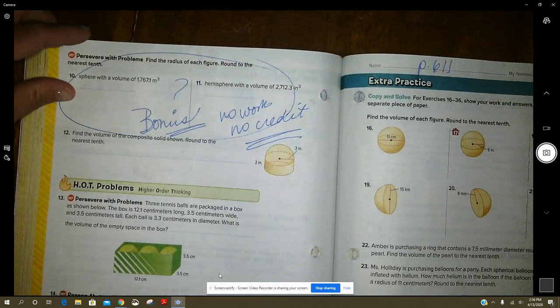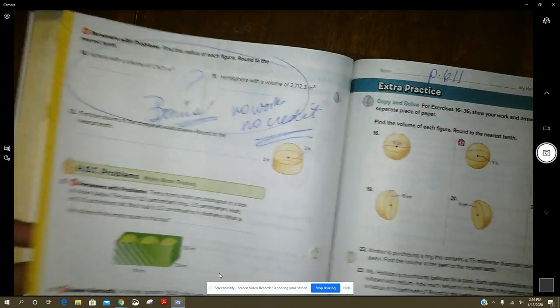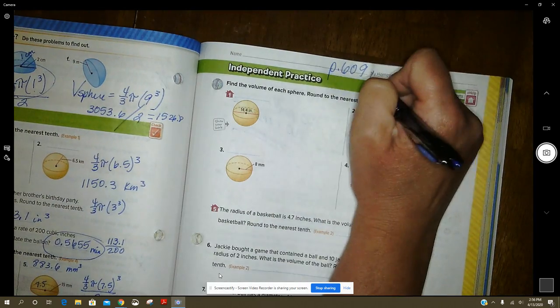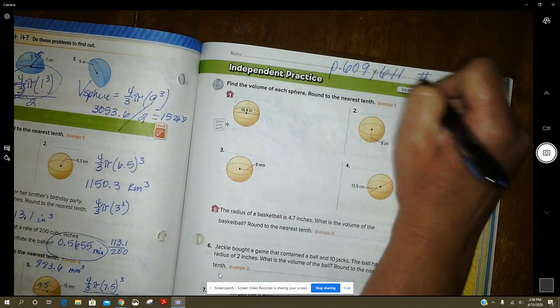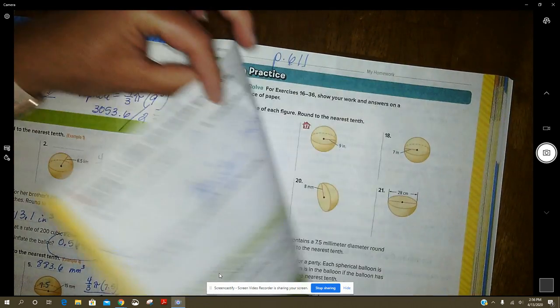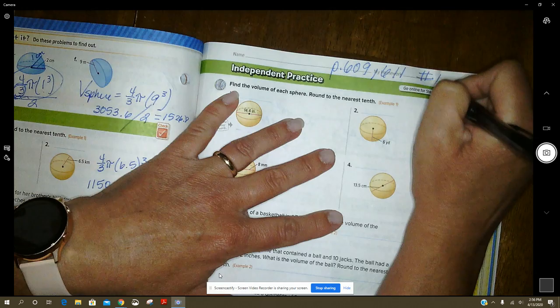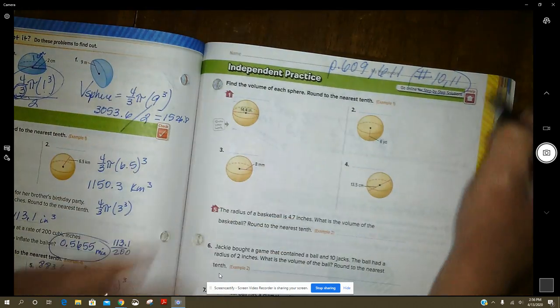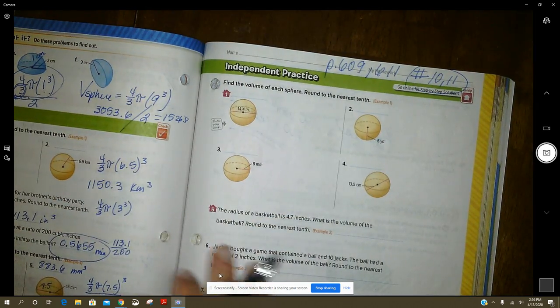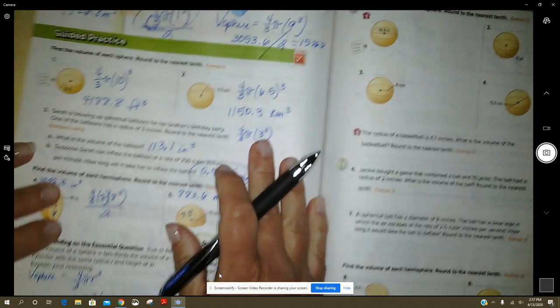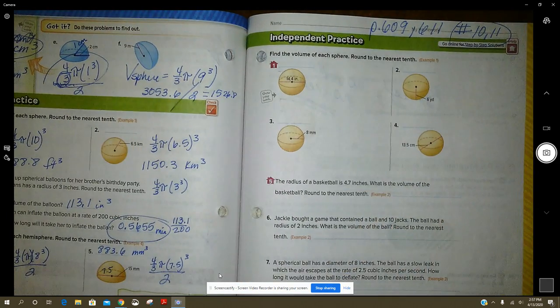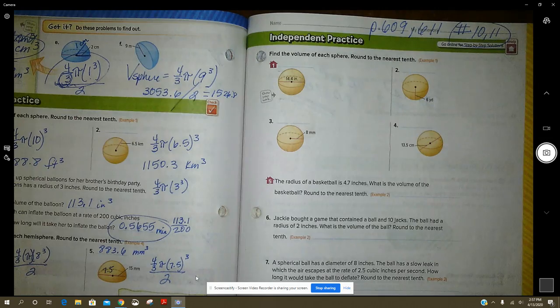Okay, so again, your assignment is to do pages 609, page 611, and then numbers 10 and 11 will be bonus questions, okay? Keep in mind, no work means no credit, so make sure you're showing me. Tell me what you're typing into the calculator, okay? All right, go, go, go.